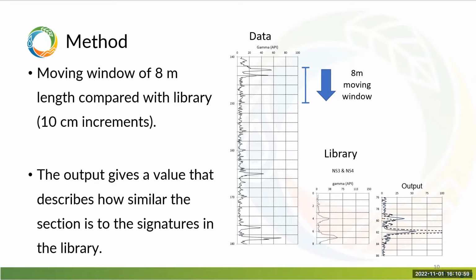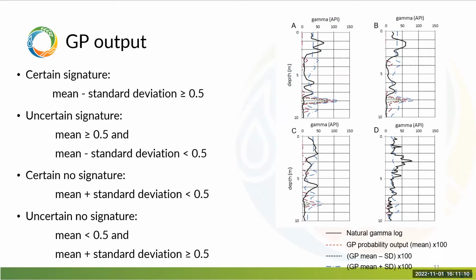For each comparison, the GP gives an output that describes how similar that particular section of log is to the desired signatures within the library itself. The GP output consists of a mean and standard deviation. In this case, they are combined to label the log as containing the signature or not, and as certain or not. Basically, if the range defined by one standard deviation from the mean remained on one side of the cutoff of 50%, it was considered certain.